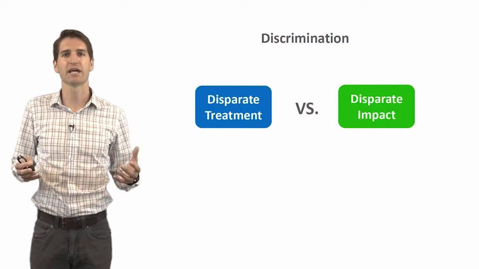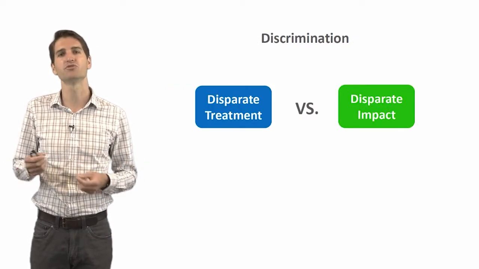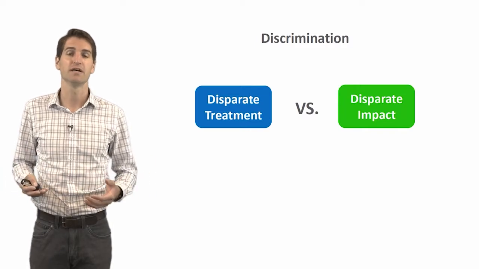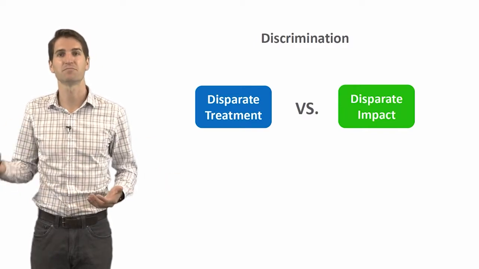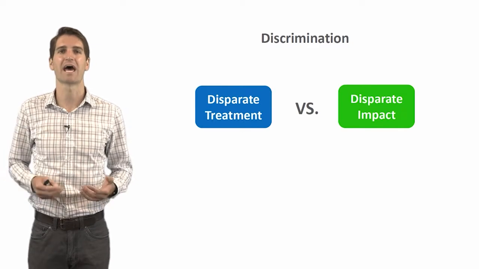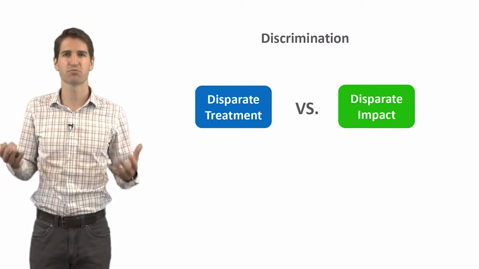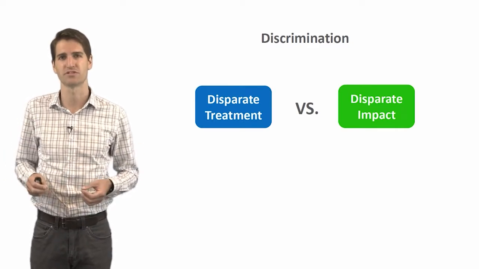Now, in the United States and more broadly, we can distinguish between two different types of employment discrimination. The first being disparate treatment, the second being disparate impact, which is sometimes called adverse impact. So when we talk about disparate treatment, we're talking about intentional forms of discrimination.